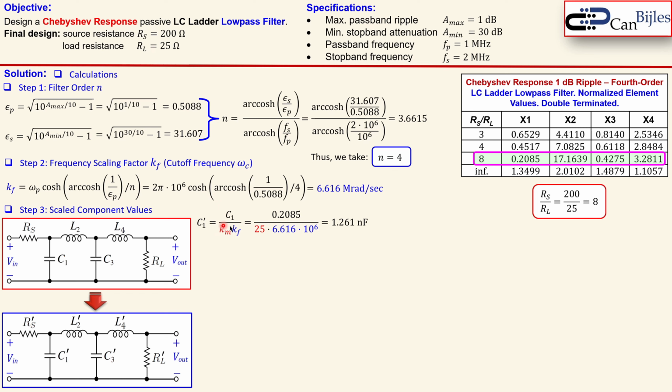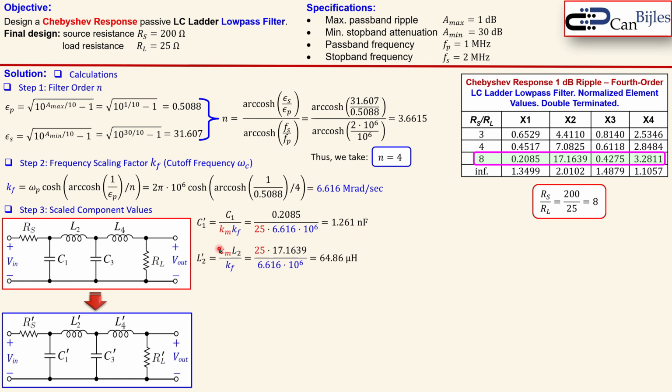Why is this Km 25? Because we need to go from the normalized value of the load of 1 ohm to 25 ohm, which is our final design. That's why we have the Km of 25. And the frequency scaling factor is already determined in step 2 as set. So we also take this 0.2085 from the table, and we calculate here the required component value for C1 prime, which is the 1.261 nanofarads.